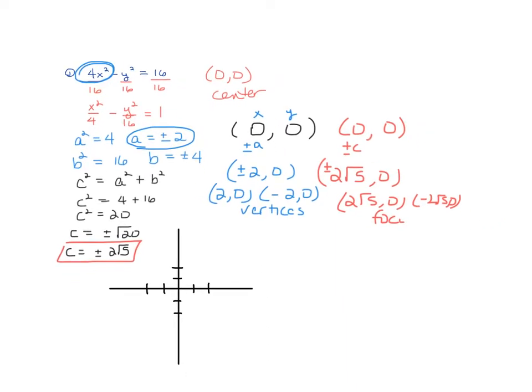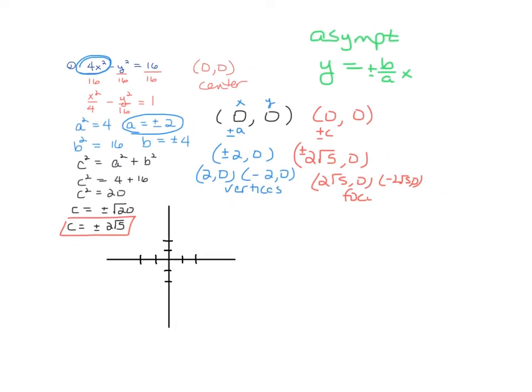Now I need to find the asymptotes. When the x squared is written first, the formula for the asymptotes is y equals plus minus b over a x. So this is when the x squared is first. My b value is 4 and my a value is 2. So plus and minus 4 over 2. So y equals, I can simplify that to 2x.